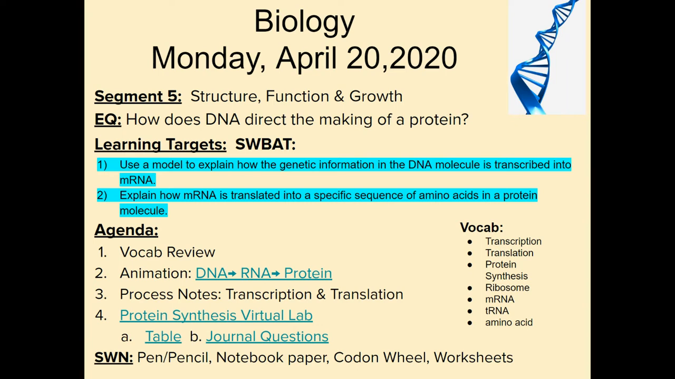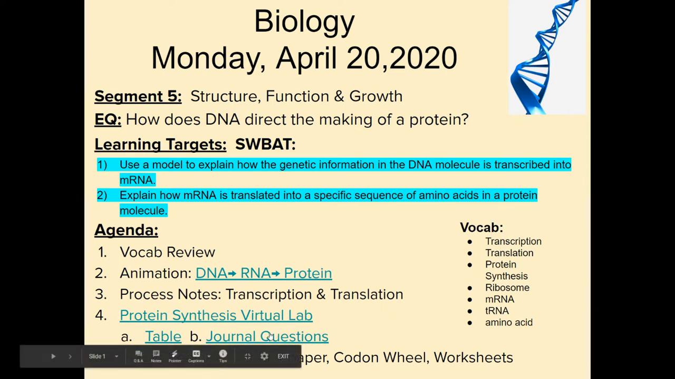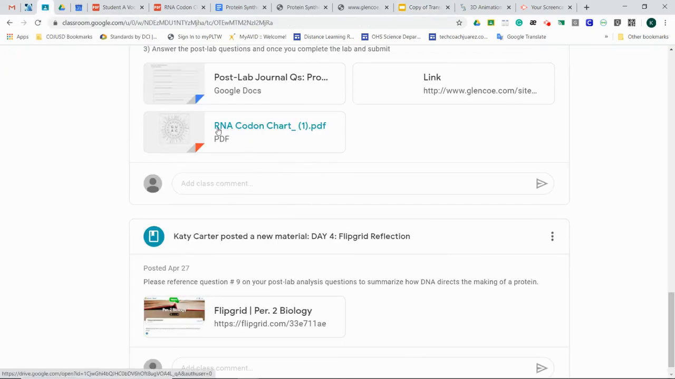You will need some notebook paper, your codon wheel, and the worksheets. The electronic worksheets are these documents here. So the codon wheel and the worksheets you guys have access to on Classroom. So your codon chart is what you will need to go ahead and complete the lab once you have your molecule of RNA synthesized. The post-lab journal question doc is here, and your link to the interactive.